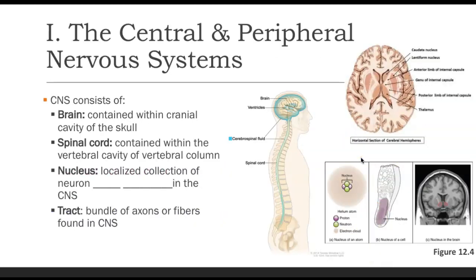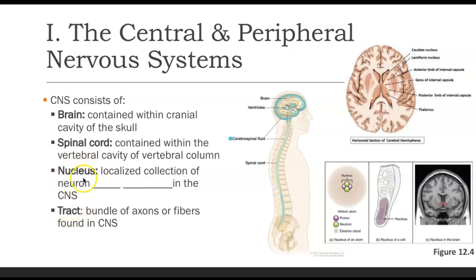Now let's talk a little bit about the central nervous system some more. We said it consists of the brain, and this is going to be contained within the cranial cavity of the skull. Our spinal cord is going to be contained within the vertebral cavity of the vertebral column. And we have these two special terms that are only referred to in the central nervous system.